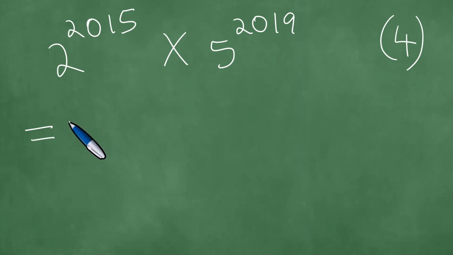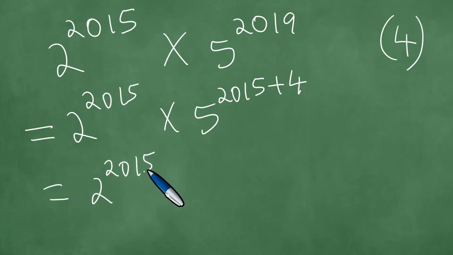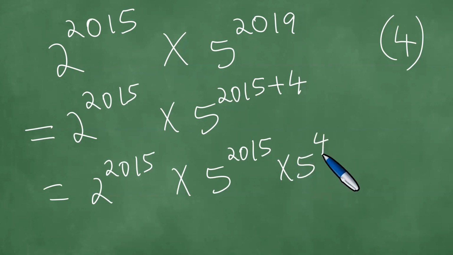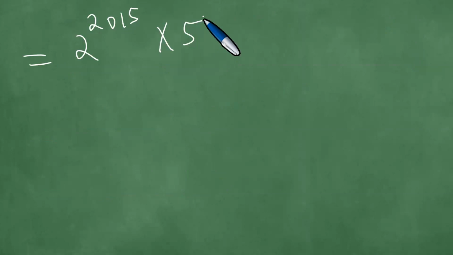So it is 2 to the power 2015, 5 to the power 2015, 5 to the power 4. Okay, because 2019 is the same as 2015 plus 4. So you can write it like that. You have 2 to the power 2015 times 5 to the power 2015 times 5 to the 4th power.